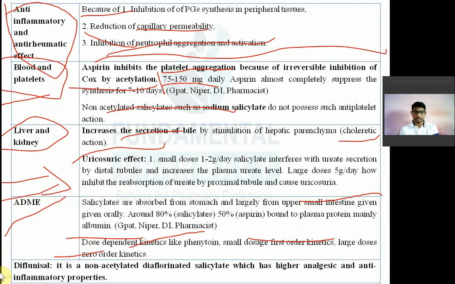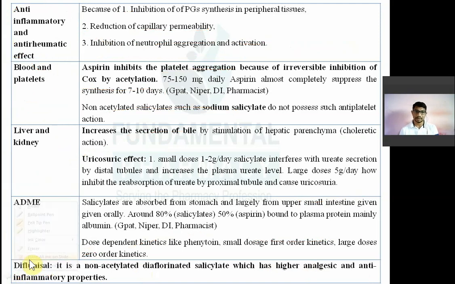Then there is another drug known as diflunisal. Diflunisal is a non-acylated difluorinated salicylic acid derivative, has a higher analgesic action and anti-inflammatory action. Then there is one drug known as benorilate. That is a combination of your paracetamol and your aspirin. Benorilate, बाद में देखेंगे अपन. These are the actions of your acetylsalicylic acid and its derivatives on different body systems.